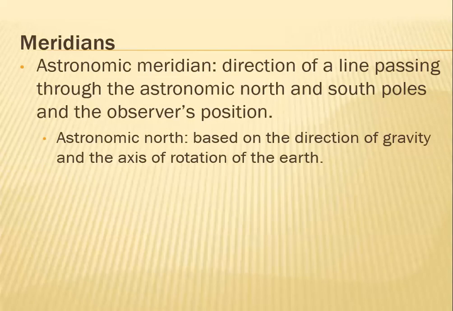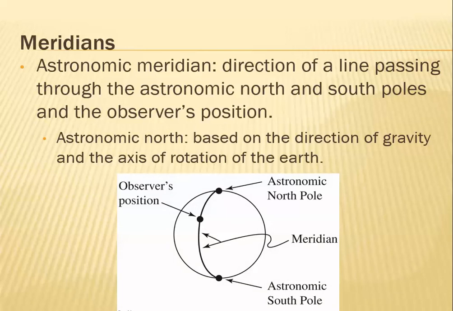An astronomic meridian is the direction of a line passing through the astronomic north and south poles and the observer's position. You've probably heard of astronomic north. Astronomic north is based on the direction of gravity and the axis of rotation of the Earth. So if you're here, you have your astronomic north pole, astronomic south pole, and this is your meridian right here.